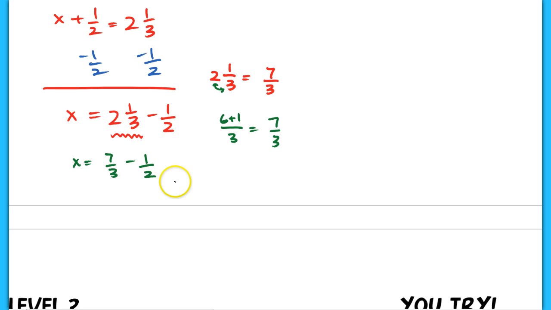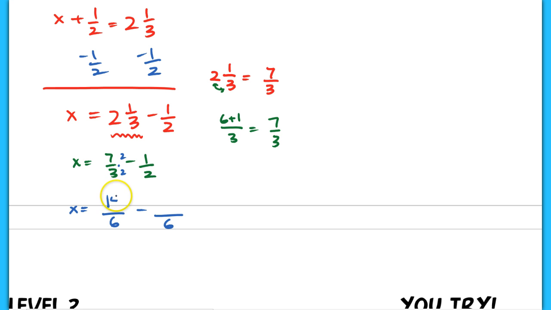You could just directly put this into your calculator. I'm going to do it both ways with you guys. But we could also find a common denominator to simplify these fractions. So we have a common denominator of 6. So I want to change 7/3 into something over 6. Well, to do that, I'd have to multiply by 2 on the top and on the bottom.